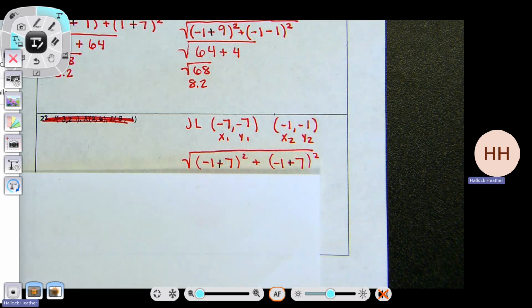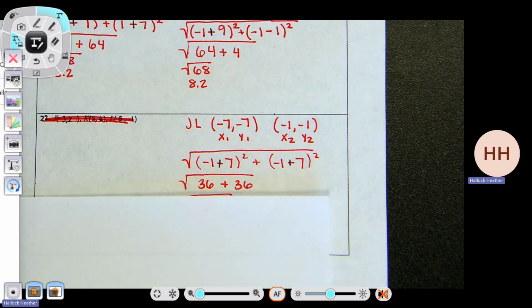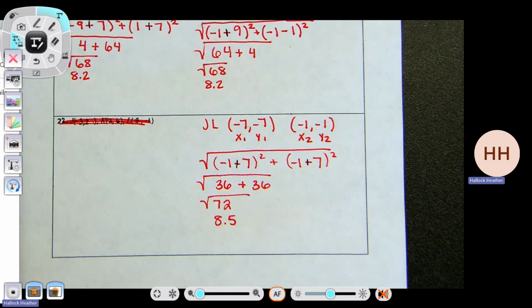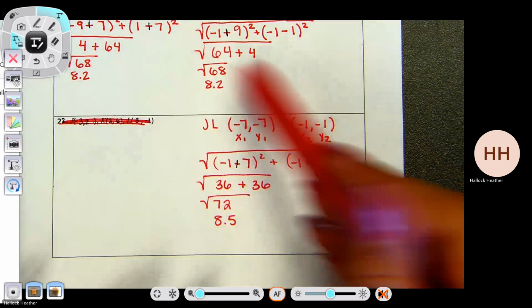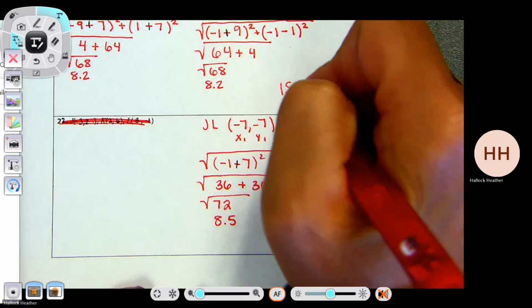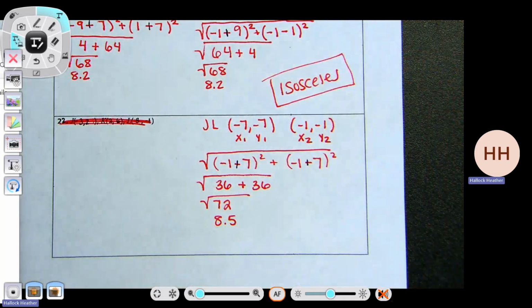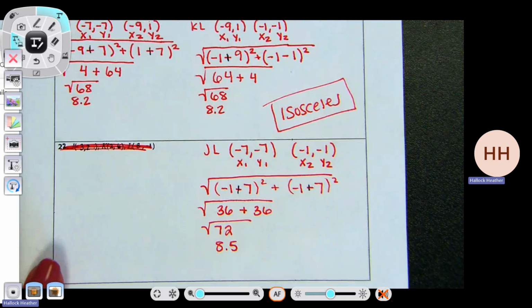Okay. So these ones both turn into plus signs, because you're minusing -7 for both of them. So you should get 36 and 36, which is 72, which is not the same as 68. So this one's a little bit longer. So what kind of triangle is number 21? Isosceles. Because you have two sides that are the same and you have one side that is different.